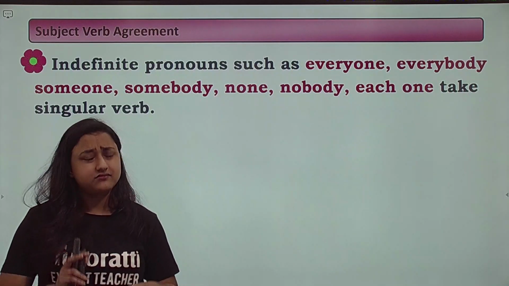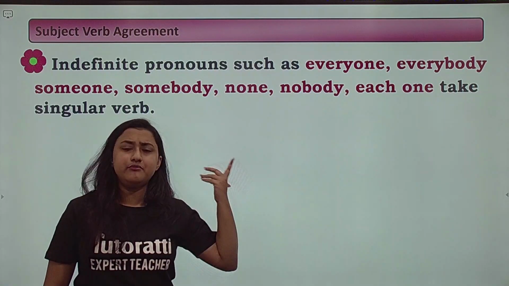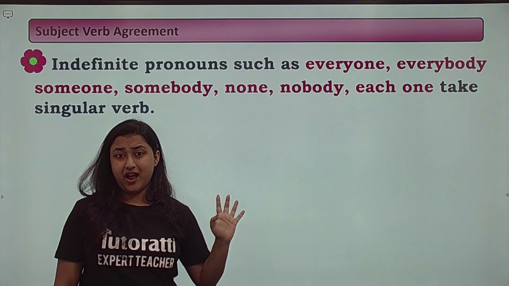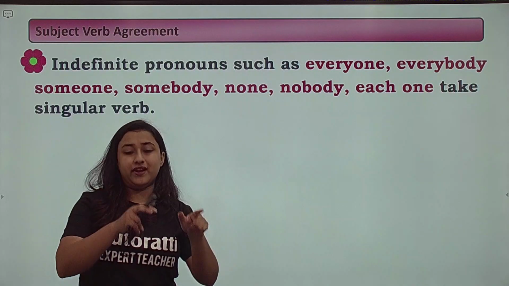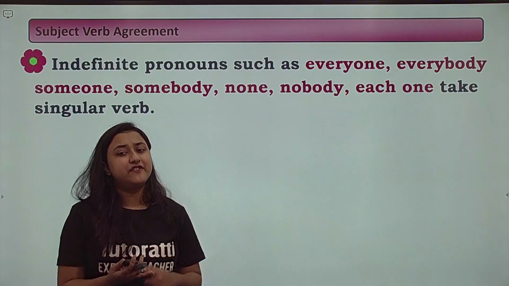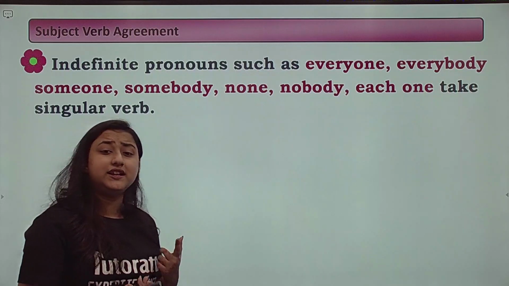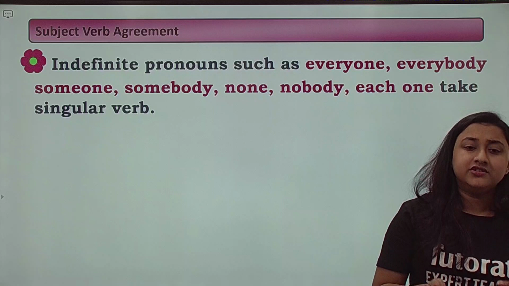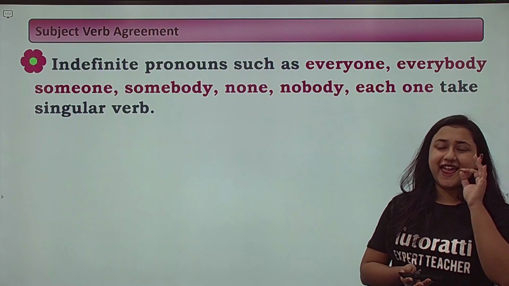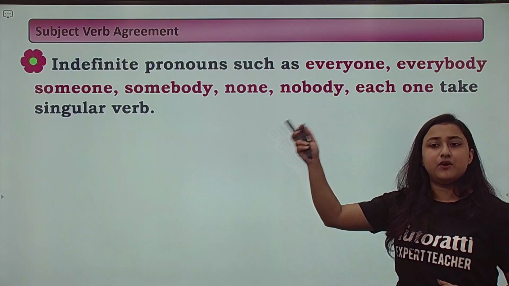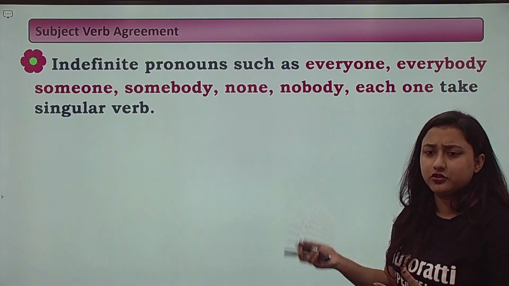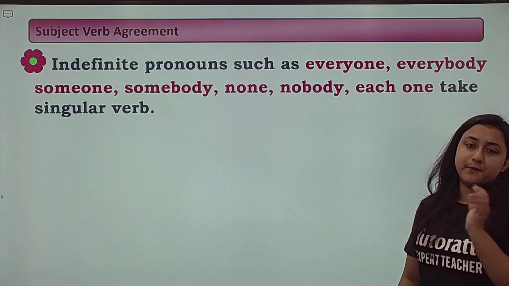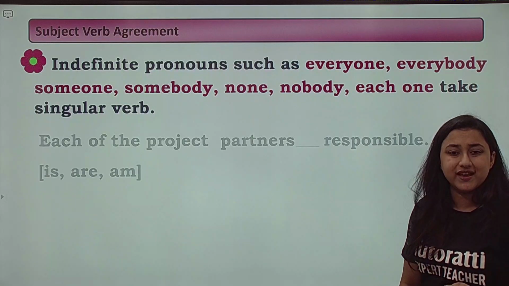Alright. But if I say someone broke the window, do I know who that someone is? No. It's indefinite. So, indefinite pronouns such as everyone, everybody, someone, somebody, none, nobody, each one, always take a singular verb. So, students, you just remember in any sentence, if you see everyone, everybody, someone, somebody, none, nobody, or the word each, it will always be singular. The verb is always singular.